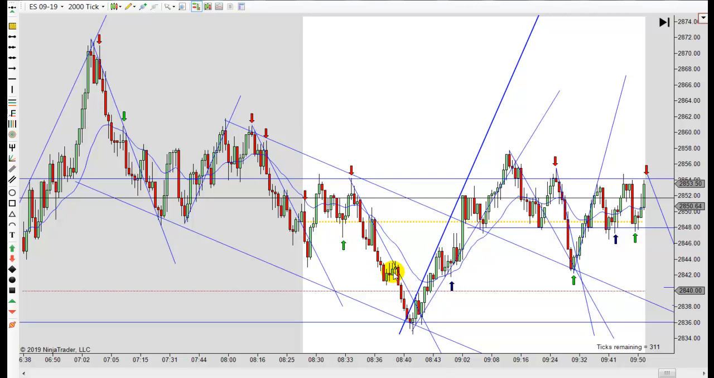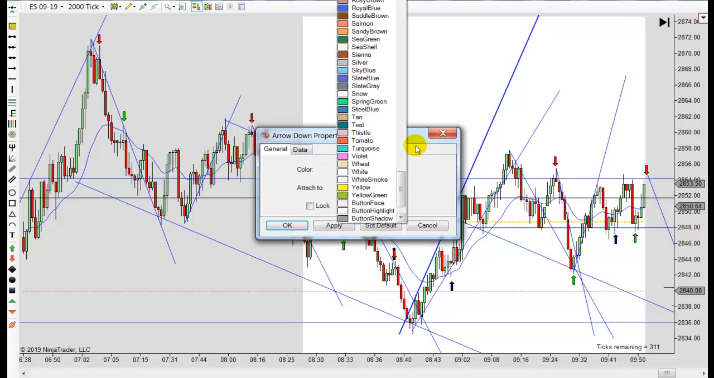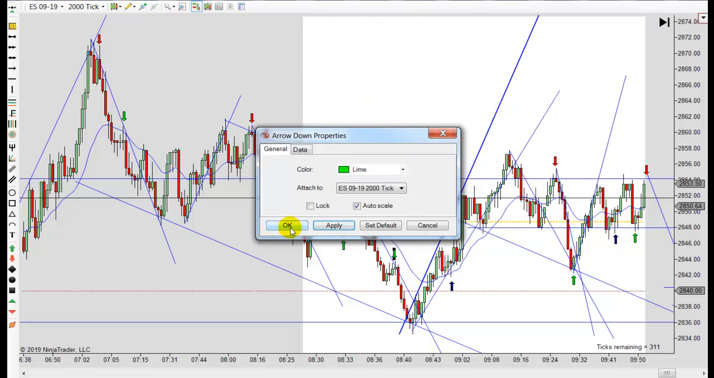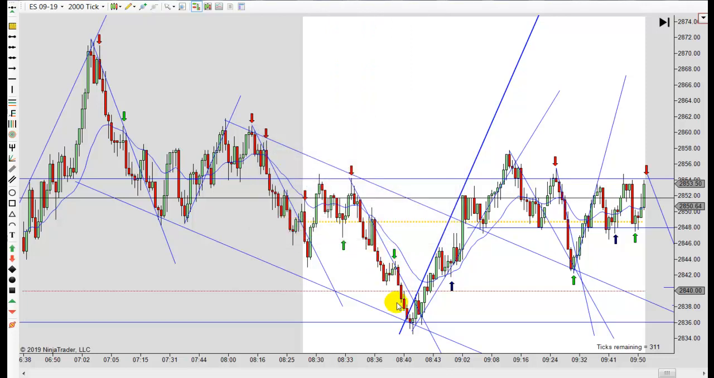You had to assume that we were probably trying to fill this gap here. So you might have taken that trade. I didn't mark it, but you might have taken that trade. I'll at least make it green. Oops. That's not exactly green, is it? And it just drops on down.